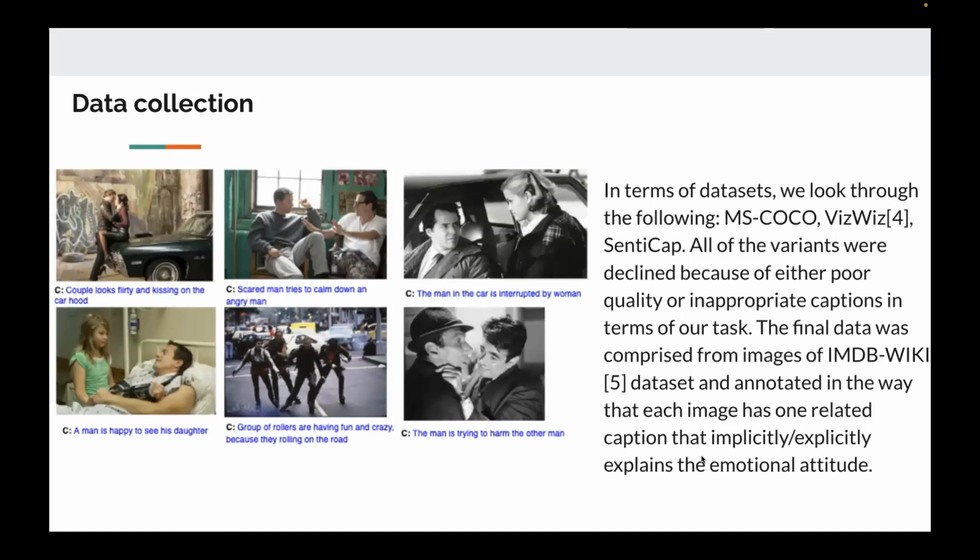Regarding the data collection process, in terms of datasets, we looked through many possible ones like MS COCO and SentiCap, which was already mentioned, but all of them were of really poor quality and the captions were inadequate for our task. So in order to improve our theory, we collected a new dataset, MIT-CAP, which is a sub-dataset of IMDb-Wiki, annotated so that each image has one annotation.